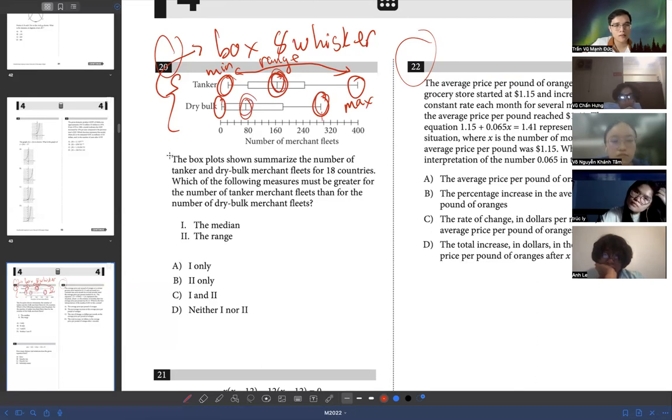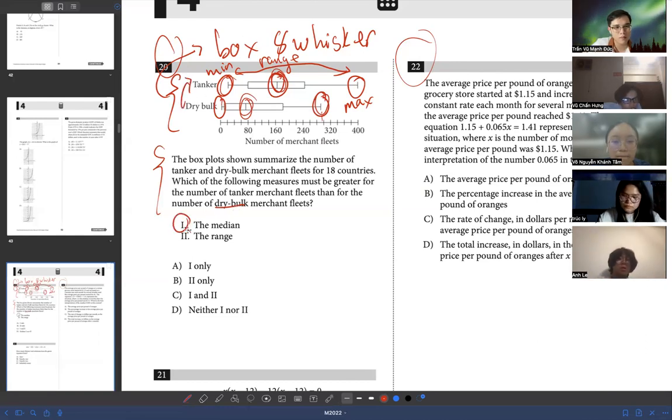All right. So the question asks, the box plot shown summarizes this, which of the following must be greater for the number of tanker merchant fleets than for the number of dry bulk? It's quite lengthy when you sound it out. It's basically comparing these two, whether or not the range or the median is larger between these two. And what's your answer? I choose D. I'm sorry, D or B? D, neither one nor two. Let's check. All right.